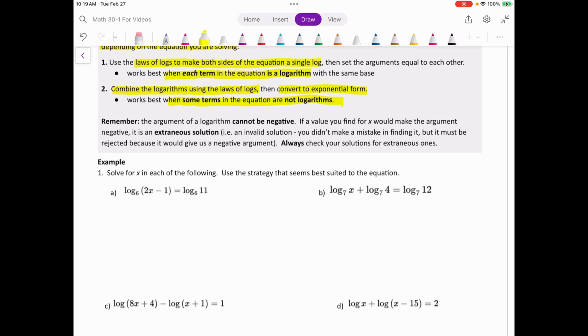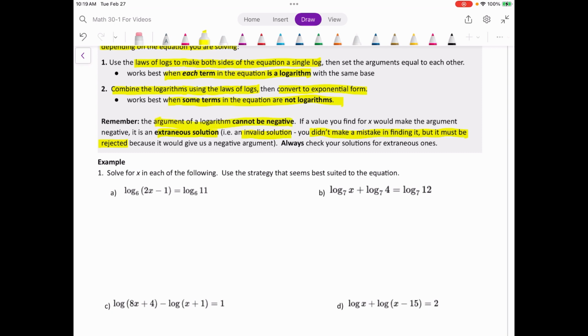Now remember, this is important when we're solving logarithmic equations. We can get solutions without making any mistakes or doing anything wrong, but that aren't actually valid, okay? And we call those, remember, an extraneous solution. So it's not actually a solution. We didn't make any mistakes in finding it, but it has to be rejected. Okay, and the reason is that the argument of a log cannot be negative.